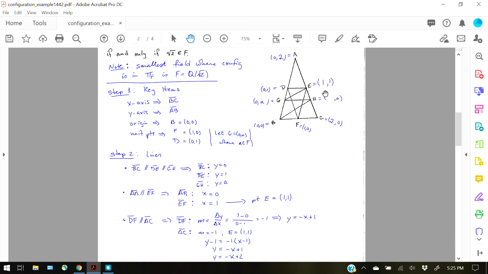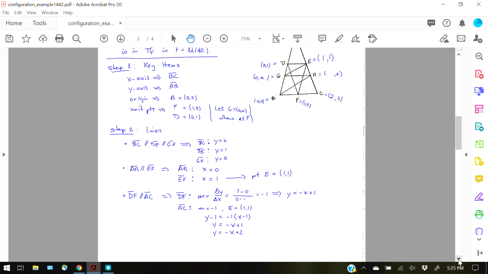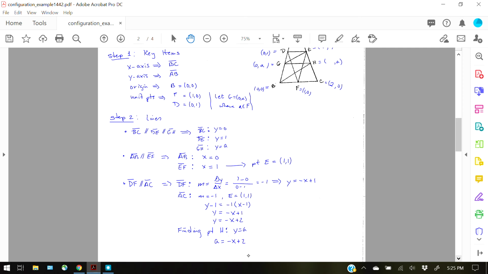Okay. Now to find the h, that's the only one that takes a little bit of work, so let's go ahead and I'll actually put in that work. So finding point h. H was y equals a, so we'll have a equals -x plus 2, and putting that all together, we'll move x to the other side, subtract a from both sides, you'll have 2 minus a. Okay. So this tells you that h, the point, equals 2 minus a, and then y also equals a.